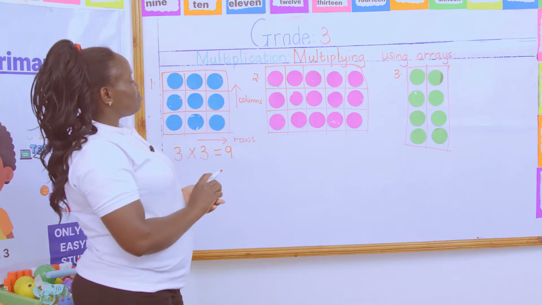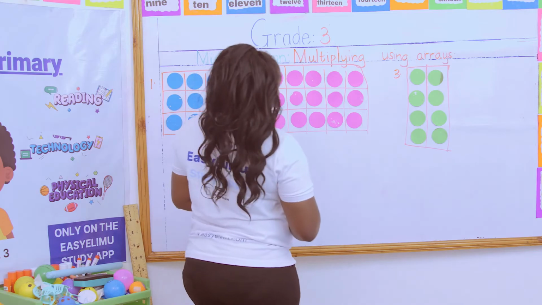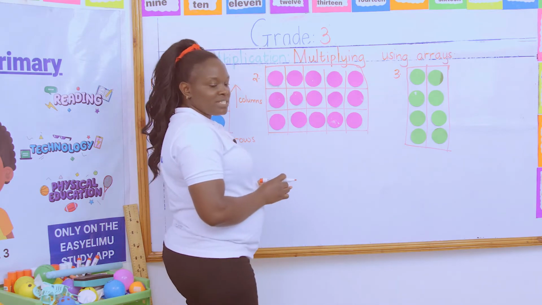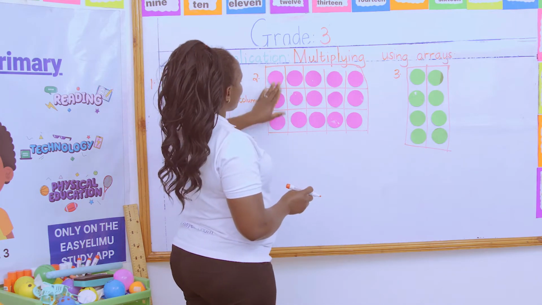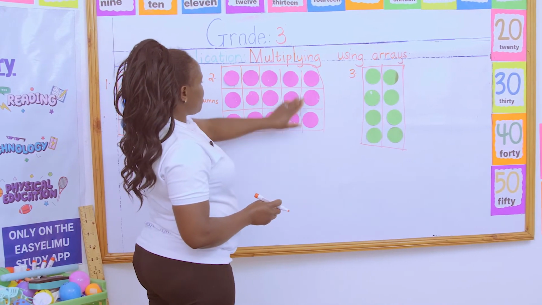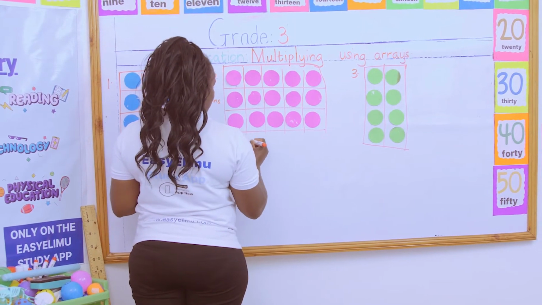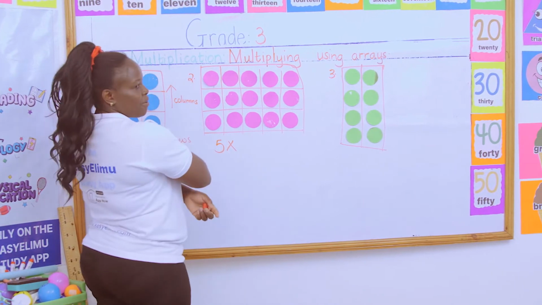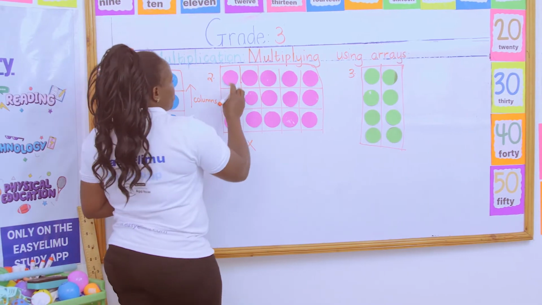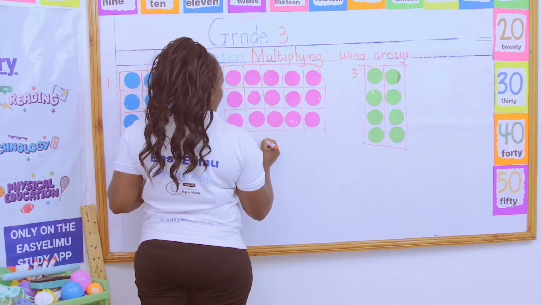When I look at the pink balls, let's see how many columns we have in the pink balls. Someone help me out. Yes, Janet. How many columns? 1, 2, 3, 4, 5. We have 5 columns of pink balls. And how many rows of the pink balls? We have row number 1, row number 2, and row number 3.